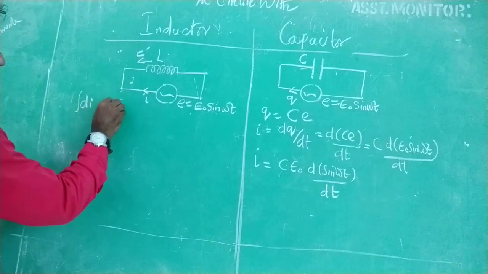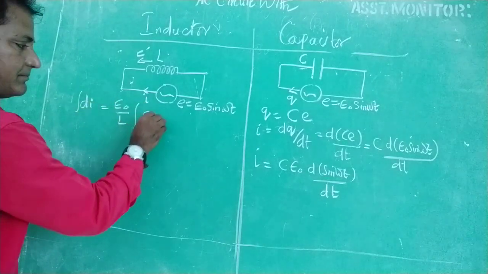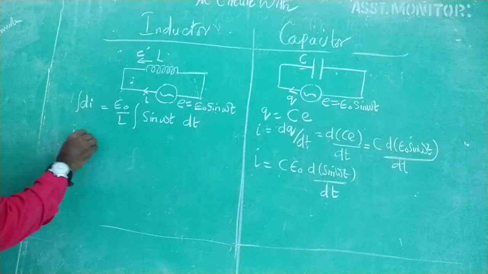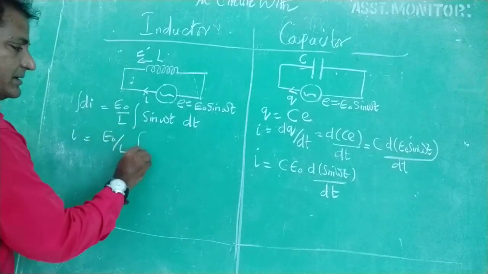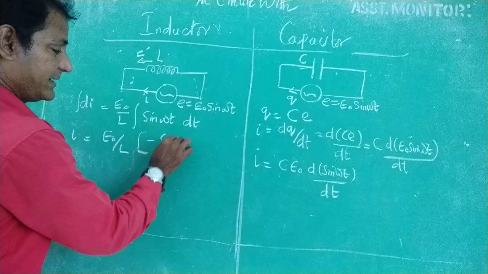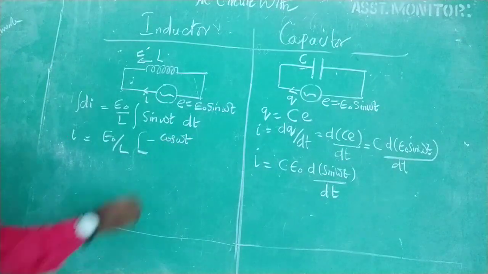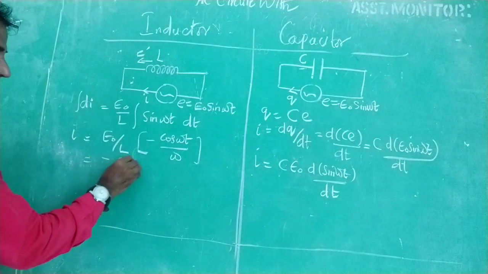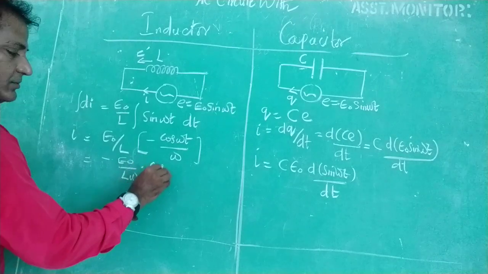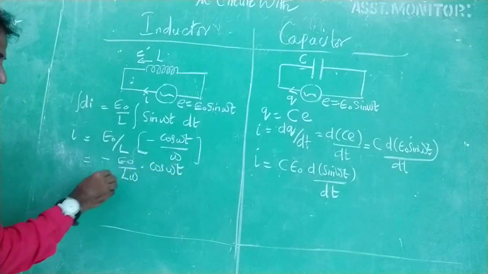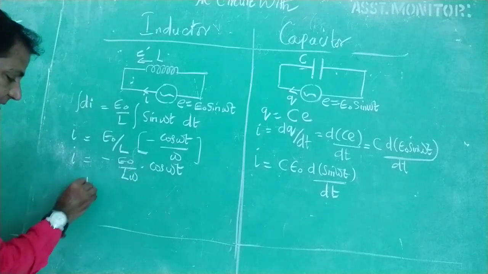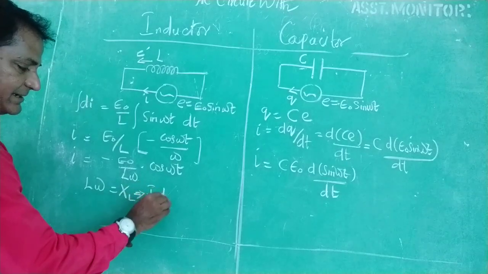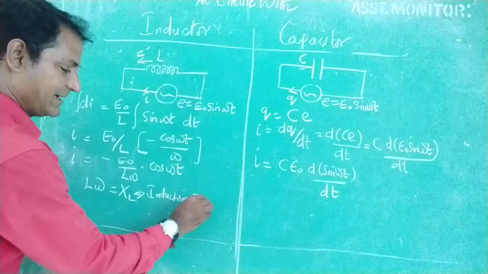So di is equal to E naught by L sin omega t dt. So integration of di is I, E naught by L. Integration of sin omega t is minus cos omega t by omega. So it becomes minus E naught by L omega into cos omega t. This L omega is nothing but X suffix L, which is called the inductive reactance.